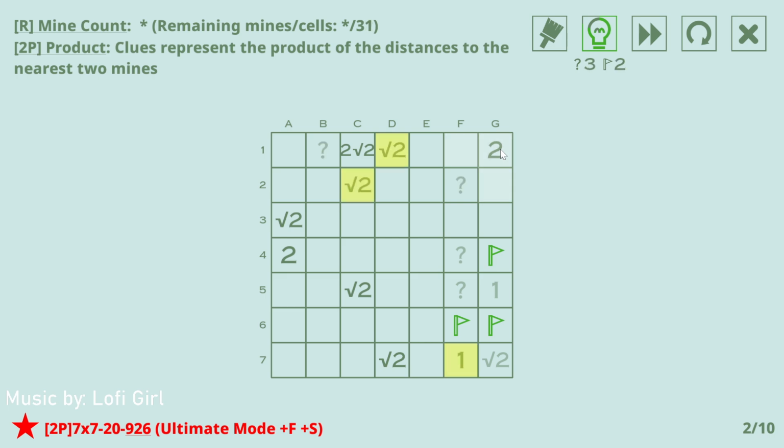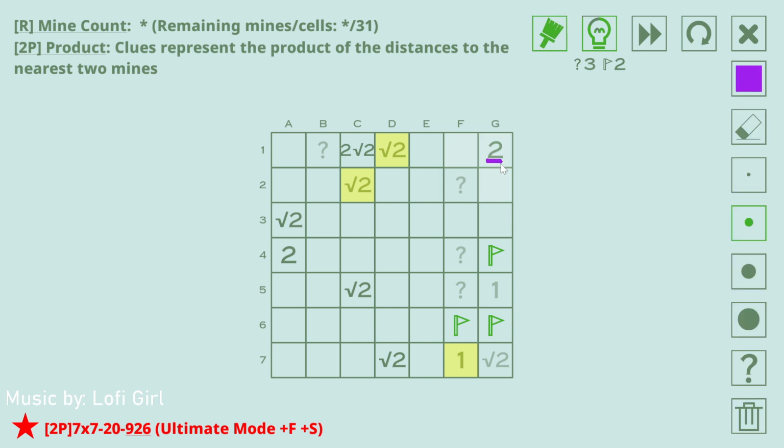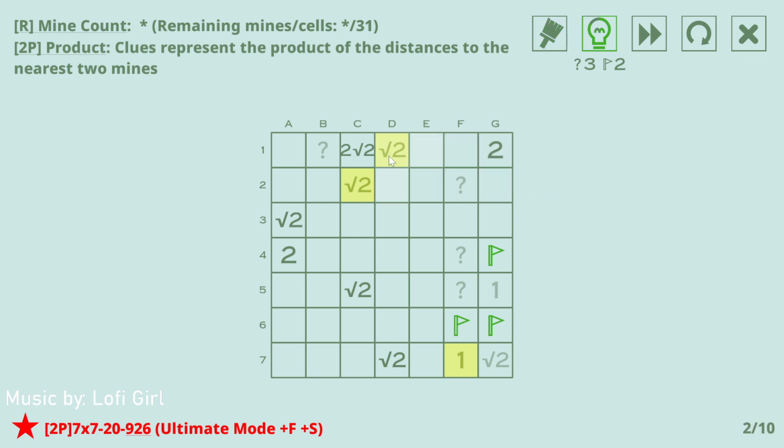Okay. Oh, what? That cell? Wait, why? Oh, because it's a 2. It can't be root times root 2 because there's no space. Alright. That's fair. That one was another thing I didn't spot.